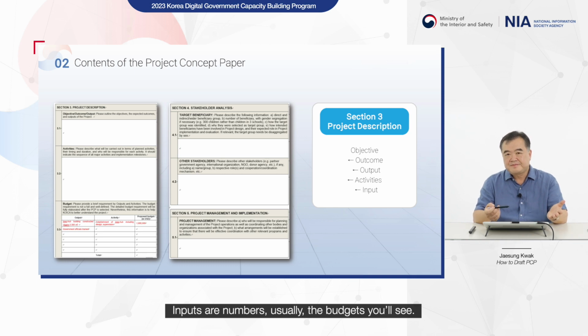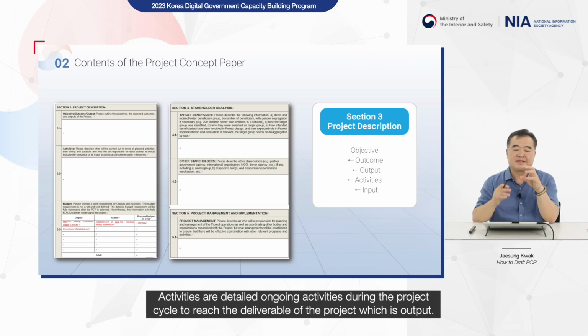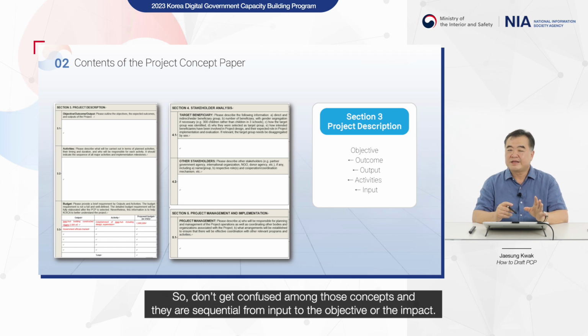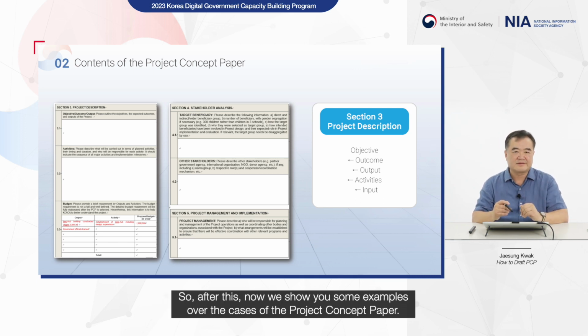Inputs are numbers, usually the budgets, you see. Activities are detailed ongoing activities during the project cycle to reach the deliverable of the project, which is output. So don't get confused among those concepts, and they are sequential from the input to the objective or the impact. So after this, I will show you some examples over the cases of the project concept paper.